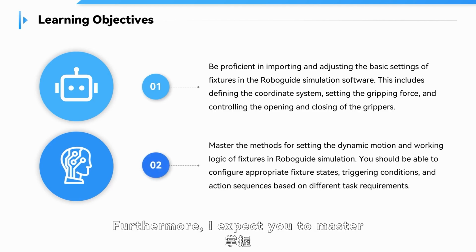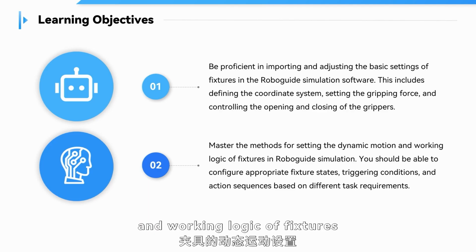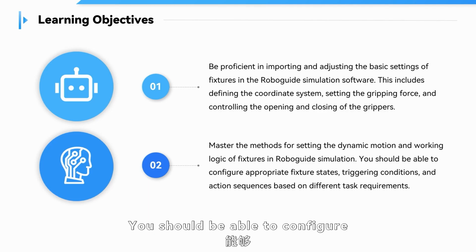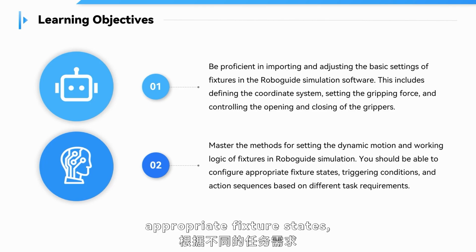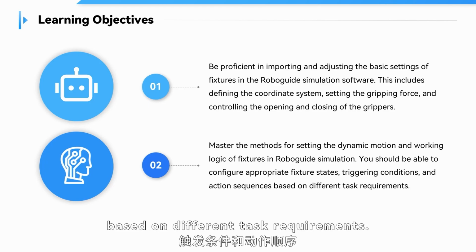Furthermore, I expect you to master the methods for setting the dynamic motion and working logic of fixtures in RoboGuide simulation. You should be able to configure appropriate fixture states, triggering conditions, and action sequences based on different task requirements.